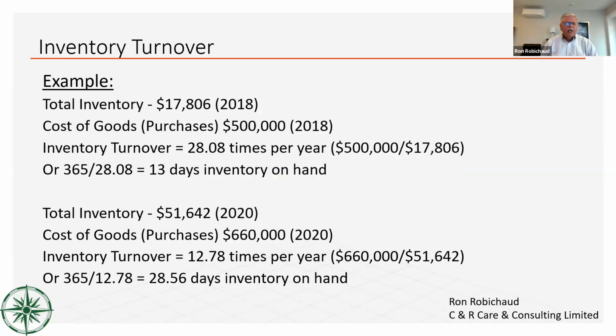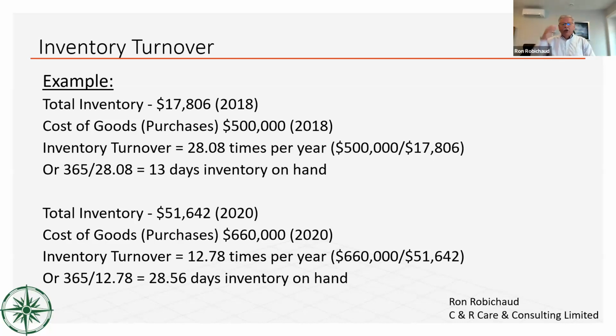So let's take the example. In 2018, we had $17,000 in inventory. We purchased $500,000 in goods that year. So the inventory turnover was 28.08 times per year. That means that we had on average 13 days of inventory on hand. So our inventory was really turning over quite quickly.